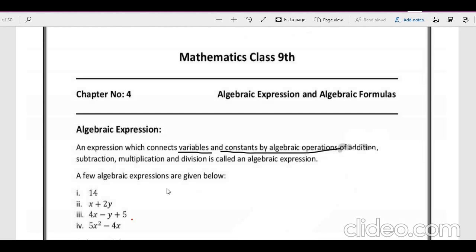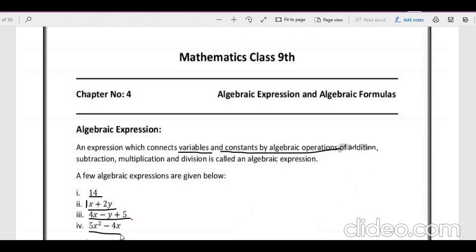For example, 14 is a constant, and we can say it's an algebraic expression. x plus 2y is an algebraic expression. It contains variables x and y, constants 2 and 1, and algebraic operations, addition and multiplication. 4x minus y plus 5 is also an algebraic expression because it contains variables x, y, constants 4, 5, and operations minus, plus, multiplication. 5x square minus 4x is also an algebraic expression.